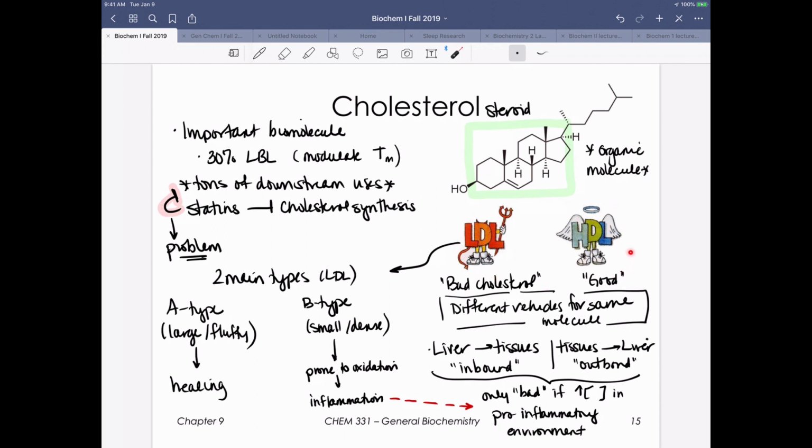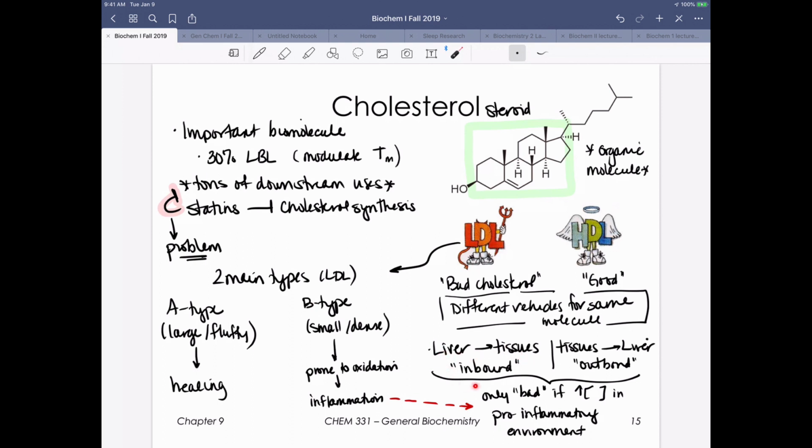So again, breaking out into what we typically think of as LDL cholesterol being bad and HDL cholesterol being good. Remember, cholesterol is just an organic molecule. HDL and LDL just represent different vehicles for the same molecule. And we'll see on the next slide that the directions for where these vehicles travel are what makes them different. So the LDL particles have proteins that direct their travel from the liver to the tissues. So again, these are inbound to your body.